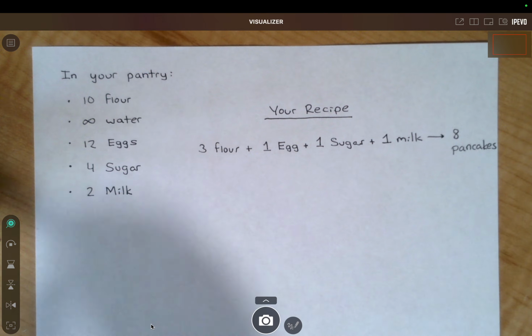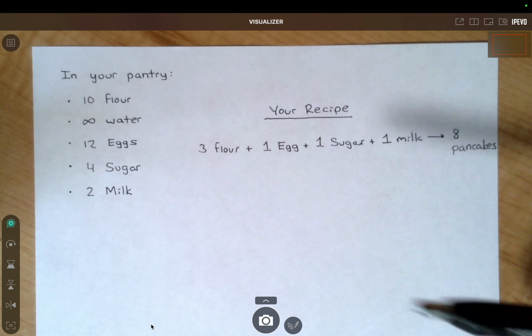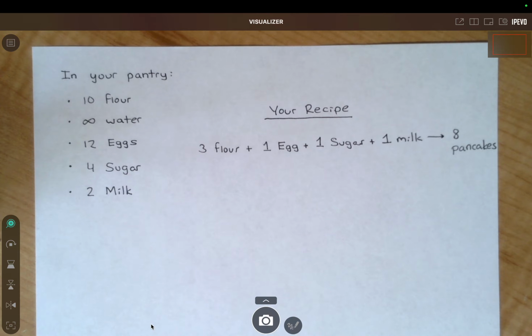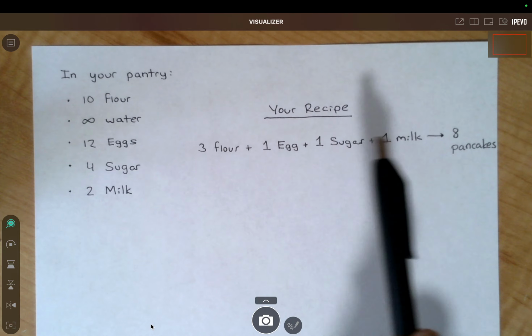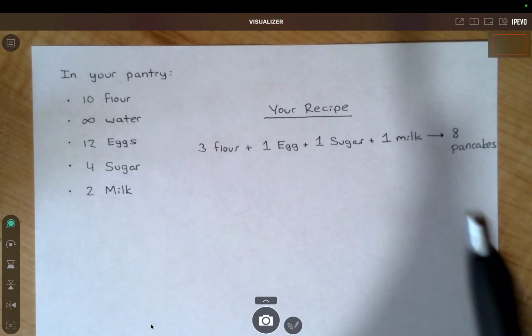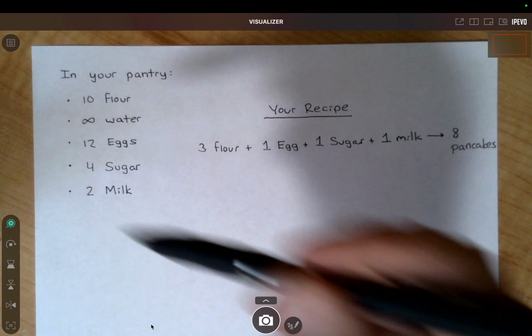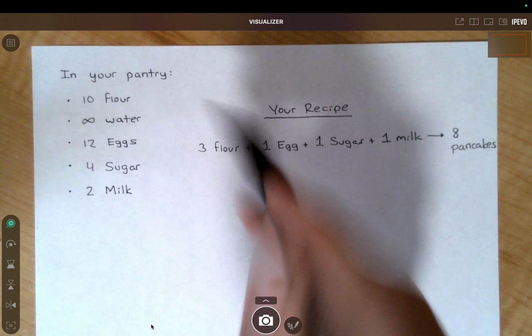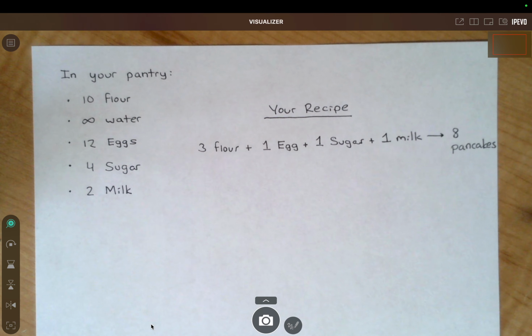In your pantry, you have 10 cups of flour, an infinite amount of water, 12 eggs, 4 cups of sugar, and 2 cups of milk. Your recipe says you need 3 cups of flour, 1 egg, 1 cup of sugar, and 1 cup of milk to make 8 pancakes. Don't actually try this recipe, it would be terrible. Here's the deal. How many pancakes can you make? You know what you have available to you, and you know what your recipe is. So how many pancakes can you make?